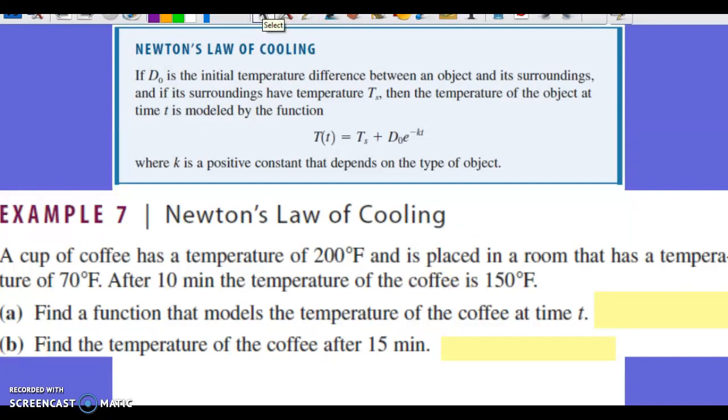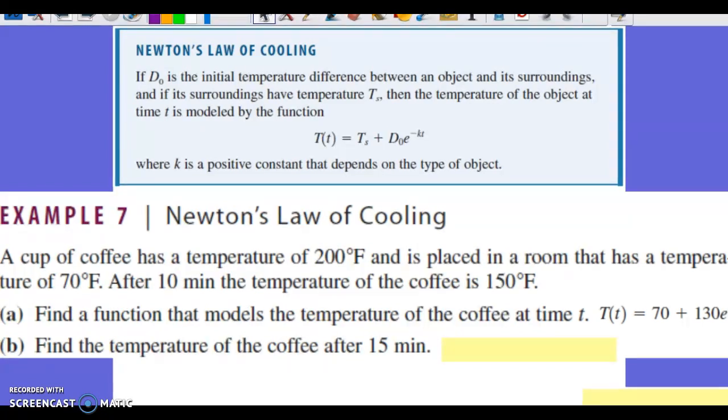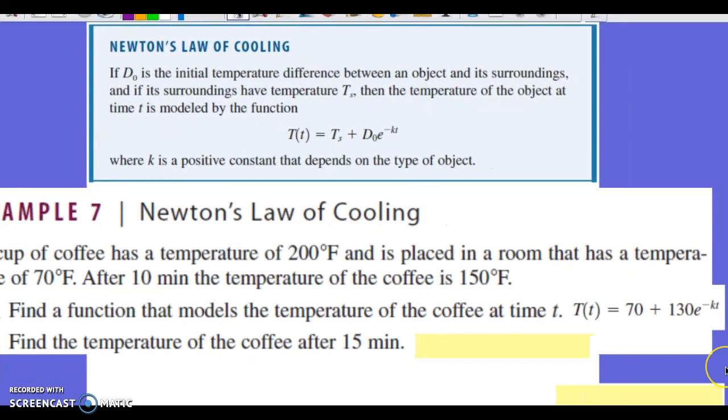So, using this formula, I'm going to have to just plug in all this information. 70 is the temperature of the surroundings. That's your T sub s. The 130 came from me doing 200 minus 70. That's the difference. And then the rest is going to change based on what other factors I have. So this is my general equation.